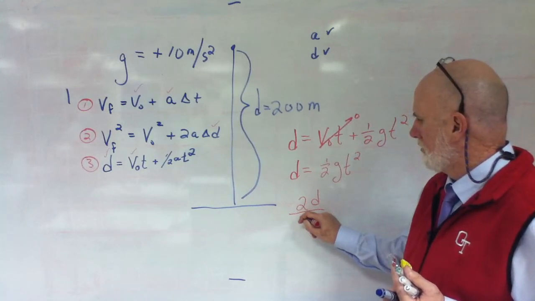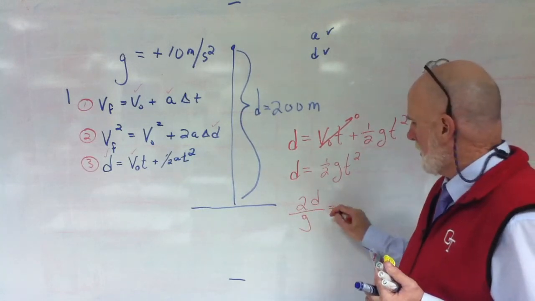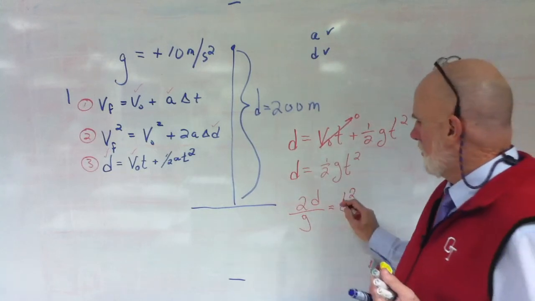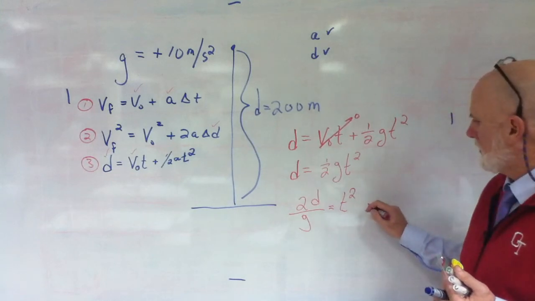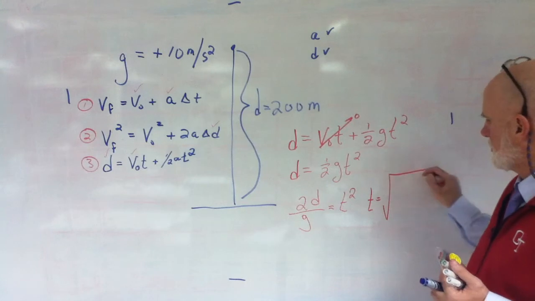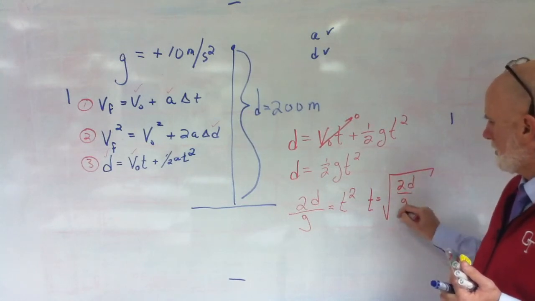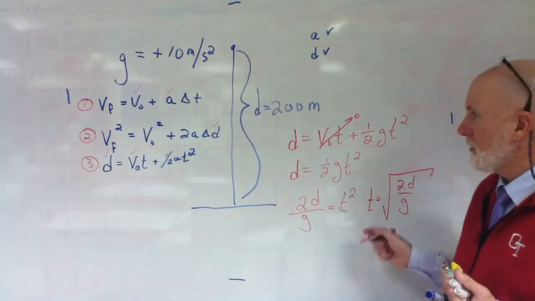Okay. Divide by g. That's going to equal t squared. But then, how do you solve for t? Wouldn't it be t equals the square root of 2d over g? Yes. Now, you know what we can do?